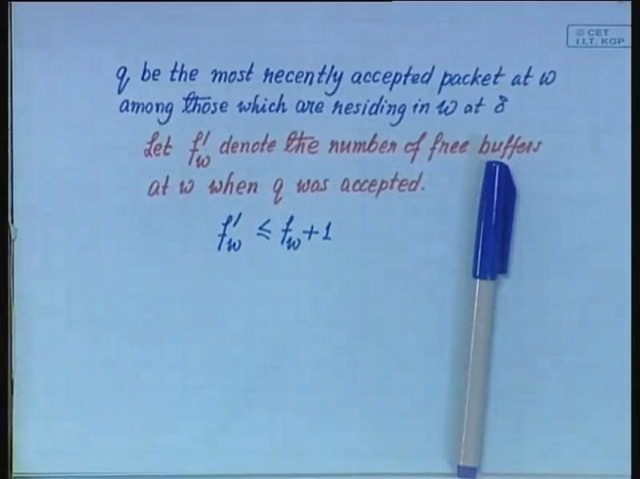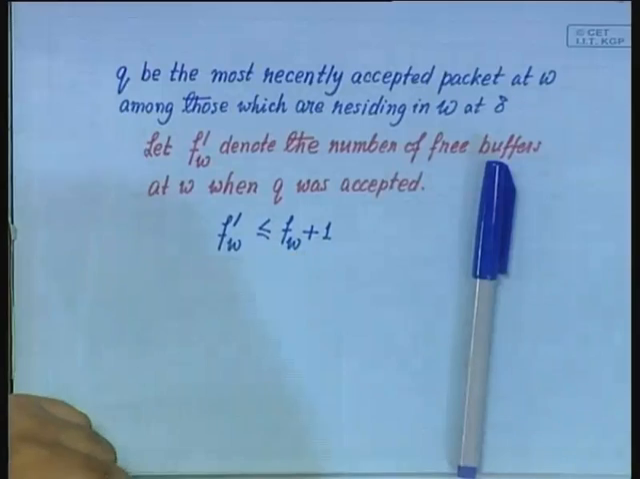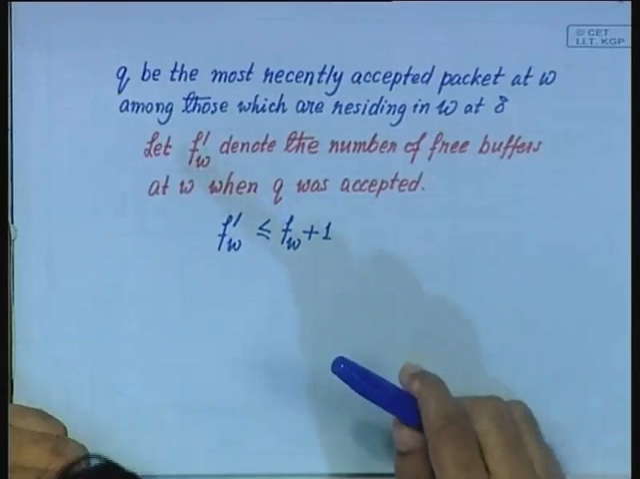So what did the number of free buffers become? F dash W minus 1, right. After that some packets got delivered and we ended up with FW, right. So F dash W minus 1 is less than or equal to FW. Remember that as packets get delivered, the number of free buffers grow, right. So F dash W minus 1 is less than or equal to FW, and therefore F dash W is less than or equal to FW plus 1, right.